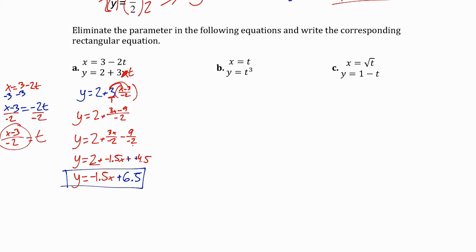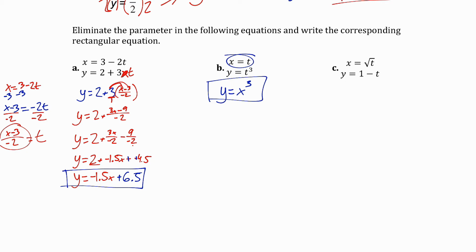The second one, we got x equals t and y equals t to the third. Solve one of them for t. You're welcome, it's already done. So what we're going to do is plug that into the second equation. Instead of y equals t to the third, we now know t is equal to x, so it's going to be y equals x to the third, and that's it. That's all. There was nothing else to do on that one.